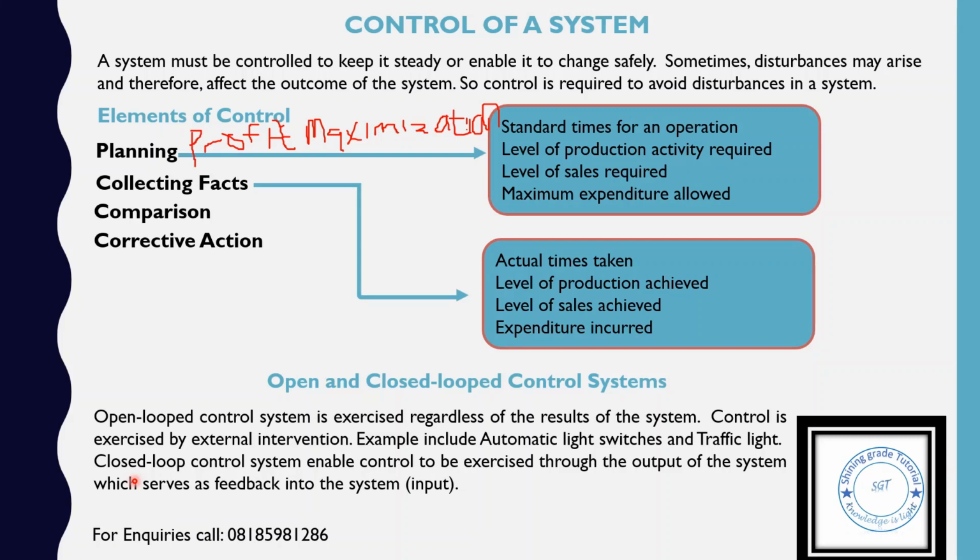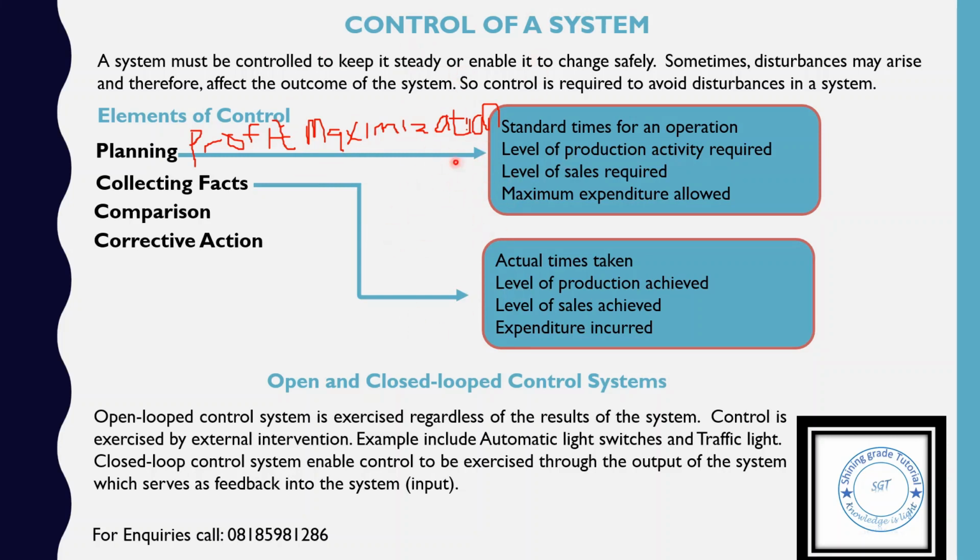So in a closed loop control system, what happens? The emphasis is based on the output. An example is the business system, where the output can serve as feedback to the system as input. So you can later use them as input. For instance, our business system is an example of a closed loop system, because the output determines the emphasis, and whatever output we have can serve as feedback input into the system later on.